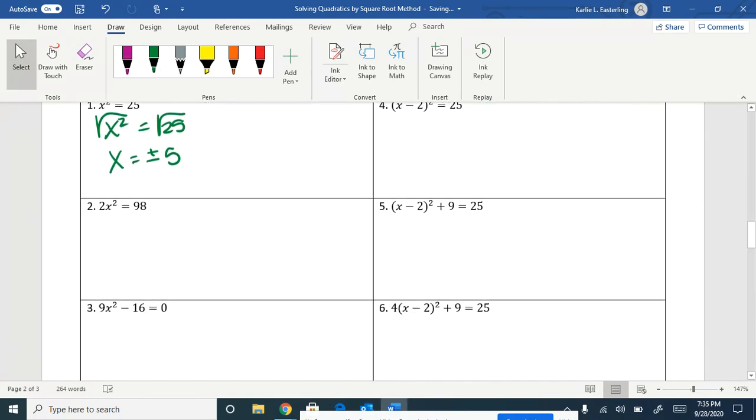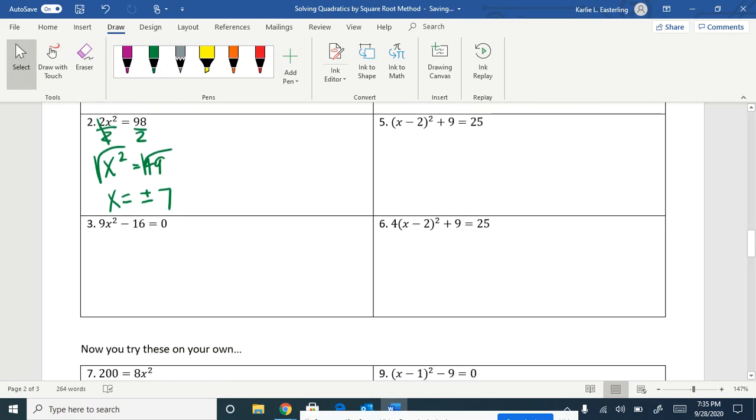Then we'll go to number 2. We have to isolate our x squared, so we're going to divide by 2 on both sides because we're just solving to get x squared alone. So we're looking at x squared equals 49. And then we will take the square root of both sides. So x equals plus or minus 7, because the square root of 49 is 7. It's, again, a perfect square, something that we need to know.